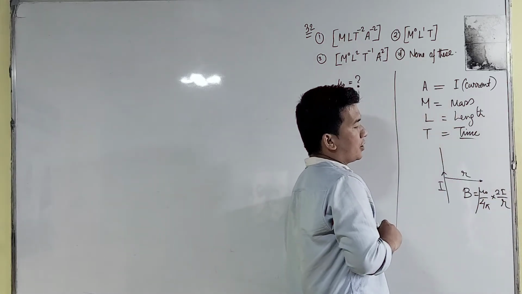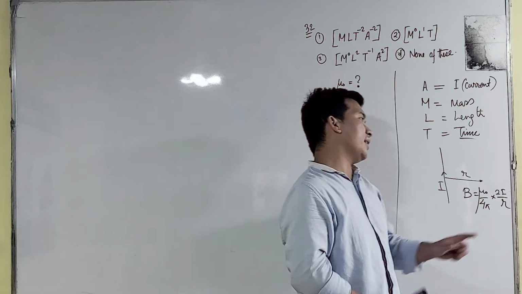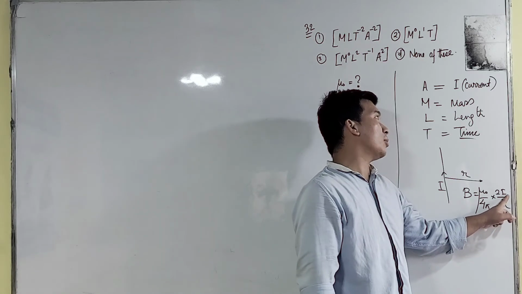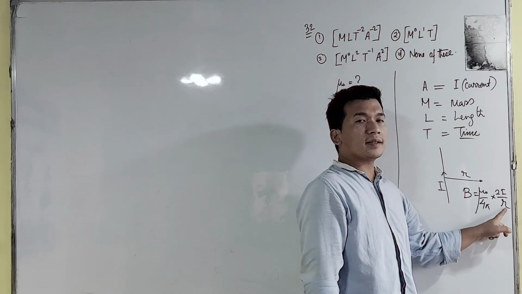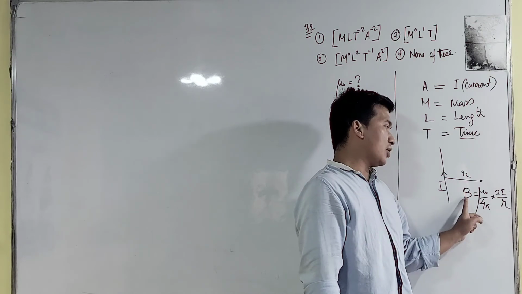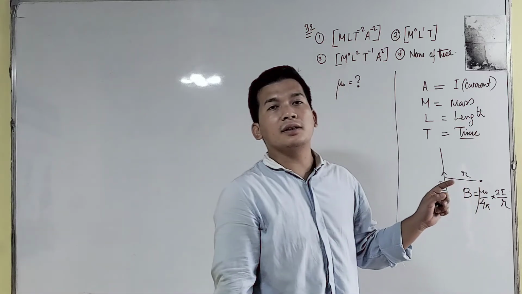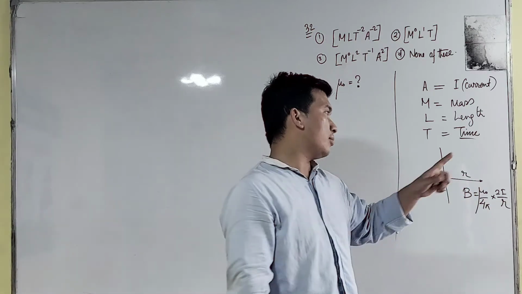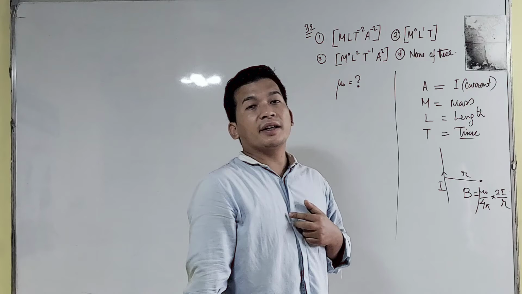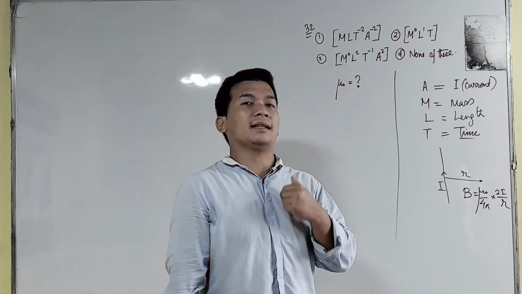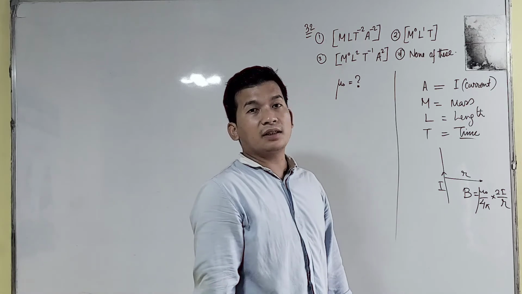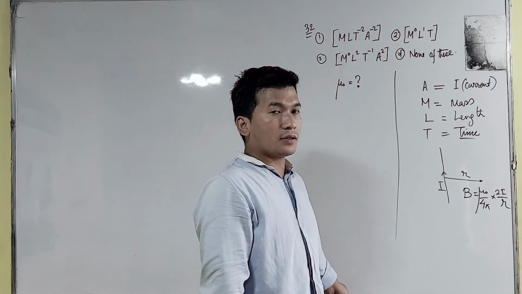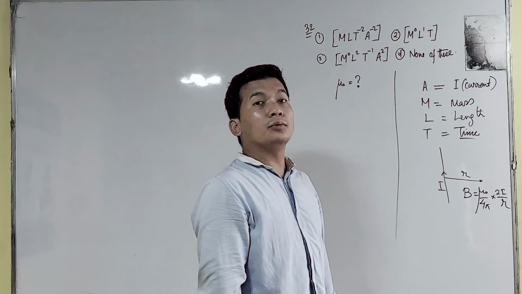What is the symbolic representation of I? R is the distance. But do you know the physical quantity or the dimensional formula of this magnetic field? Can we use this formula? Yes, we can use this formula, but it will be very difficult for us to calculate it.